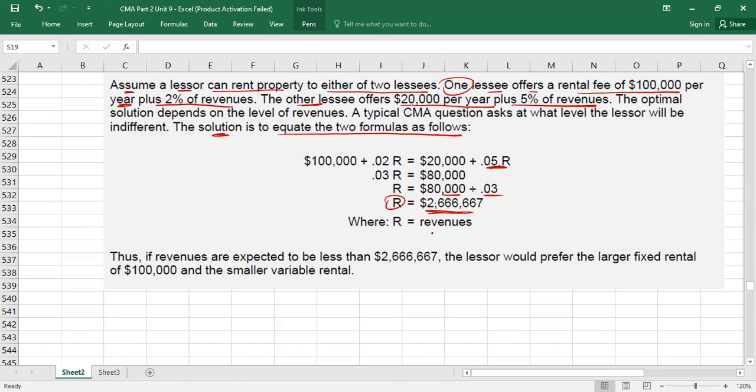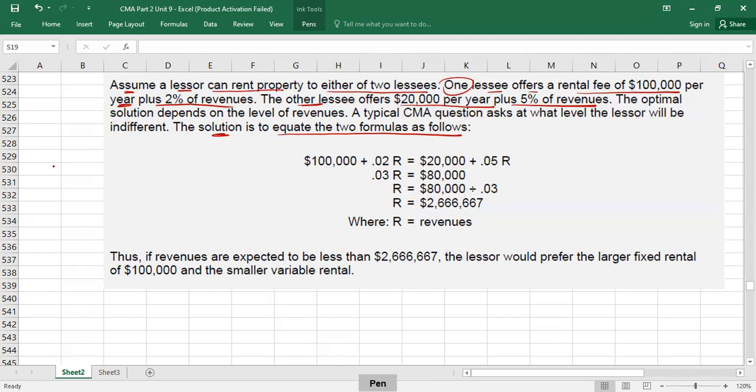R stands for revenue here, right? Please remember, if revenue is this value, 2,666,667, then this option will give you the same rental income as the other option. It means at this amount of revenue, both options give you the same amount of rent, so you are at the indifference point. Let's prove it; the amount of rent is going to be the same.